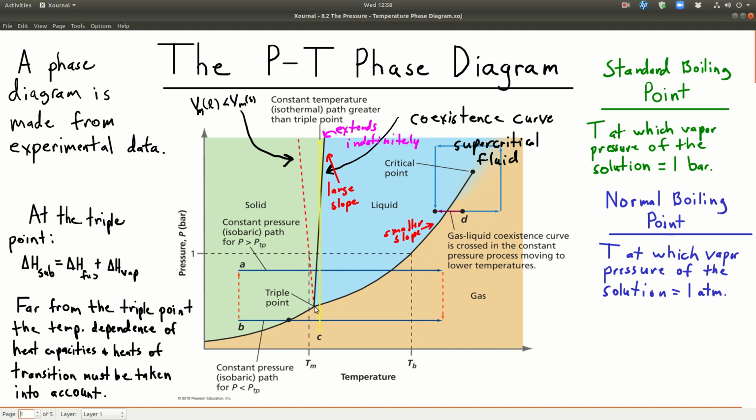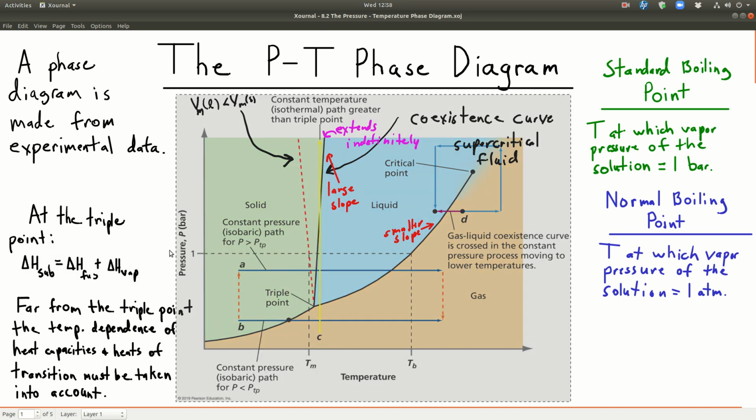At the triple point right here, the change in enthalpy of sublimation going from the solid to the gas is equal to the sum of the change in enthalpy of fusion, melting, plus the change in enthalpy of vaporization going from a liquid to a gas. As a practical matter, anywhere reasonably close to the triple point, that is also true: delta H of sublimation equals delta H of fusion plus delta H of vaporization.